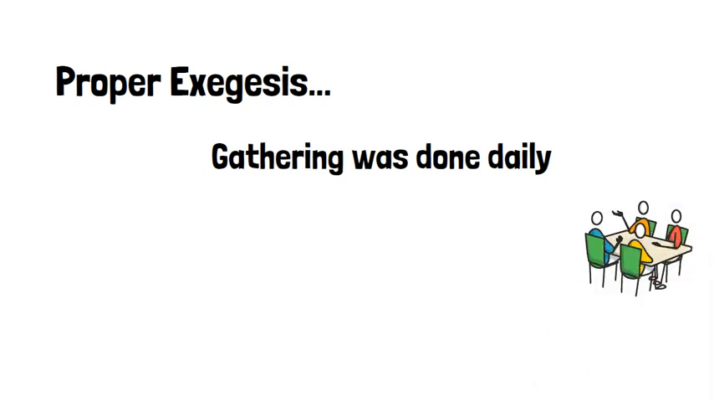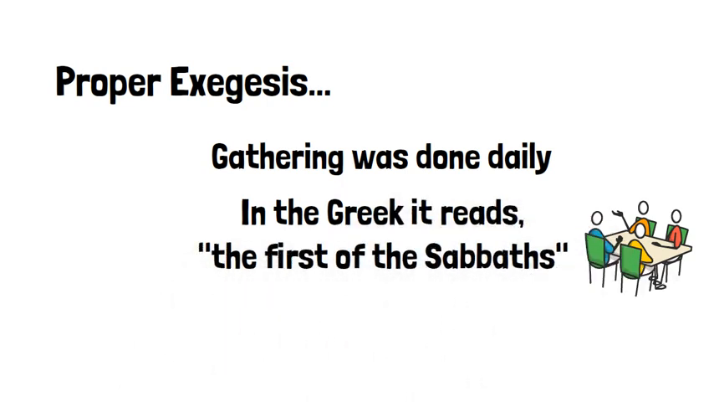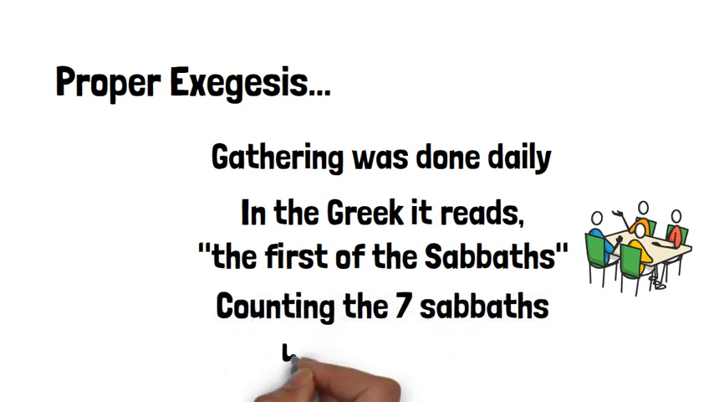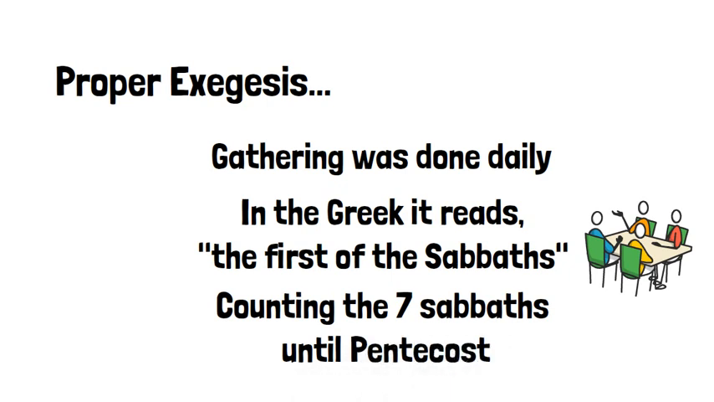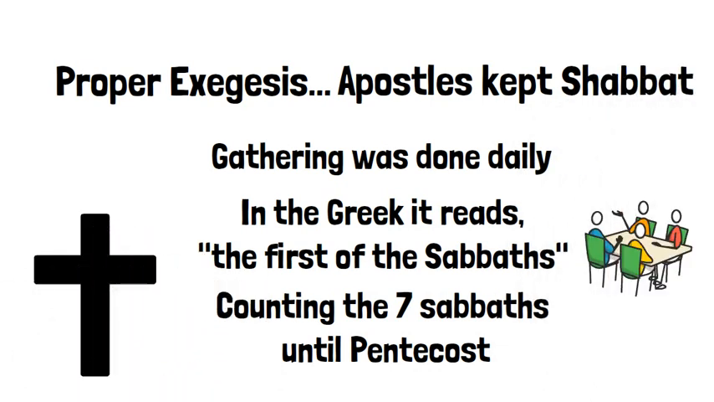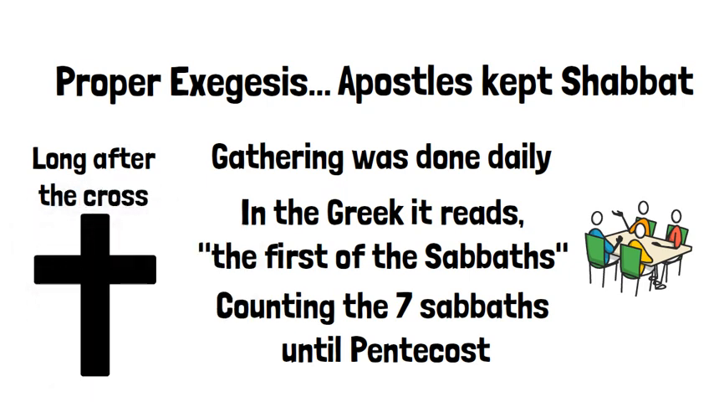If anything, the original Greek shows that it's best translated as the first of the Sabbaths, as the apostles were keeping the feasts, thus counting the 7 Sabbaths, the 40 days, after Passover till the day of Pentecost, proving that they still kept the feasts, still kept the Sabbath day, and were seen as Torah observant long after Yeshua resurrected and ascended from the grave.